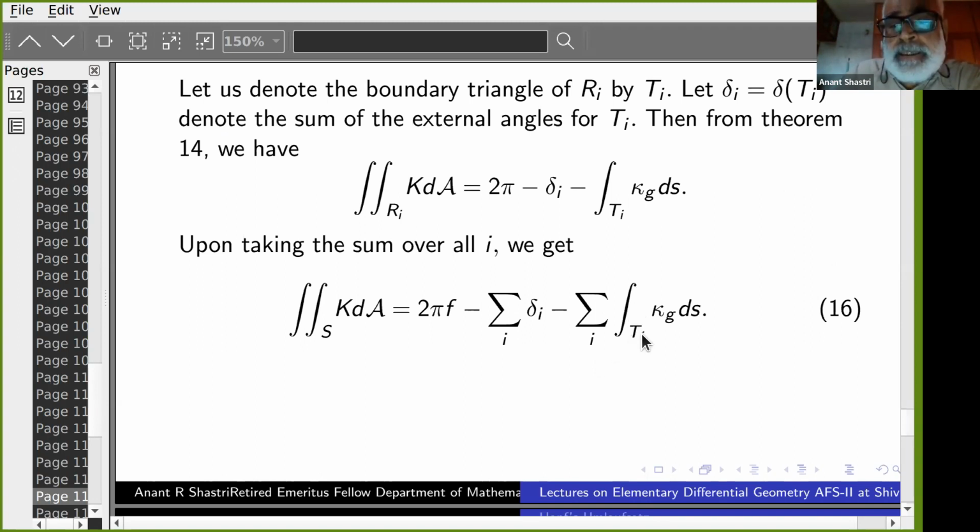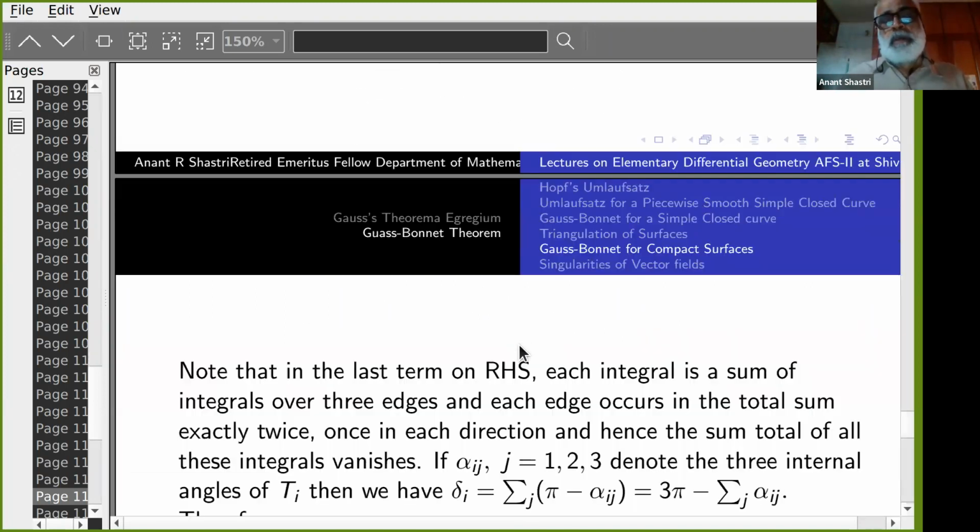Each integral here, you can rewrite as a sum of three different integrals. Then, two by two, all the integrals cancel out. It's the same function being integrated twice, once in one direction and once in the other direction along the edges of the triangle. Therefore, this summation is 0, so this has gone away. Understand? So I have to only worry about 2 pi F minus the summation of delta i.